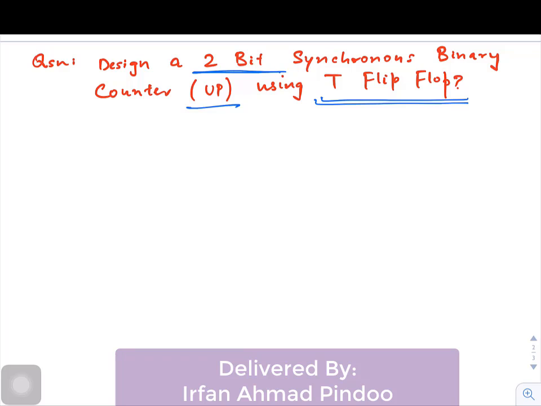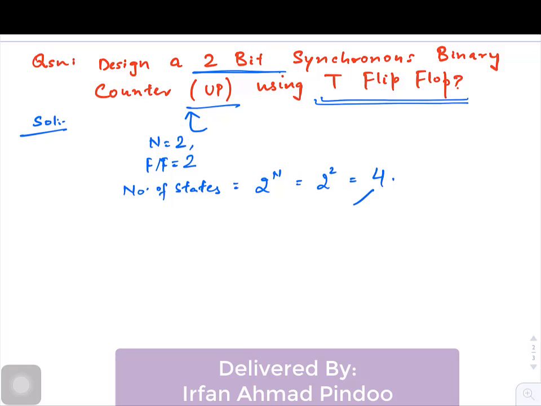Now, what is the design procedure? I want you to pay attention to the design procedure, because this is very important. So we'll start the solution. What we have to note down is, if it is an up counter for 2 bits, then the number of bits is 2, so the number of flip-flops is also 2. Then the number of states is 2 to the power n, that is 2 to the power 2, so 4 states. And those 4 states, since it is an up counter, are 00, 01, 10 and 11, then it should move back to 00.